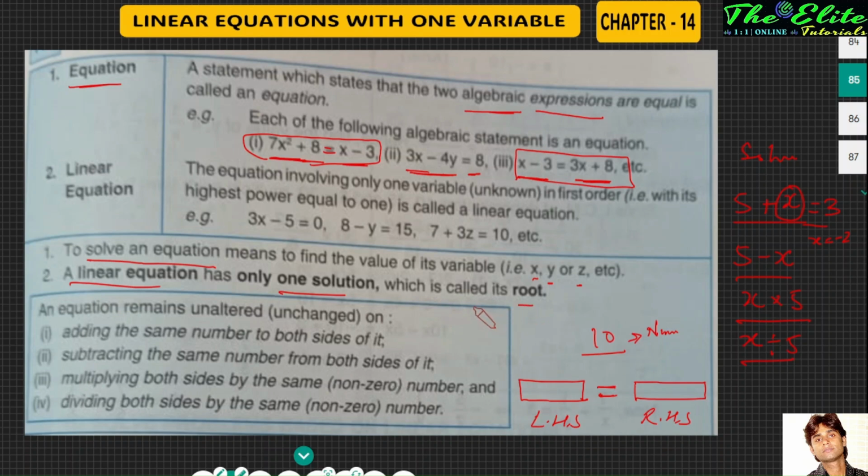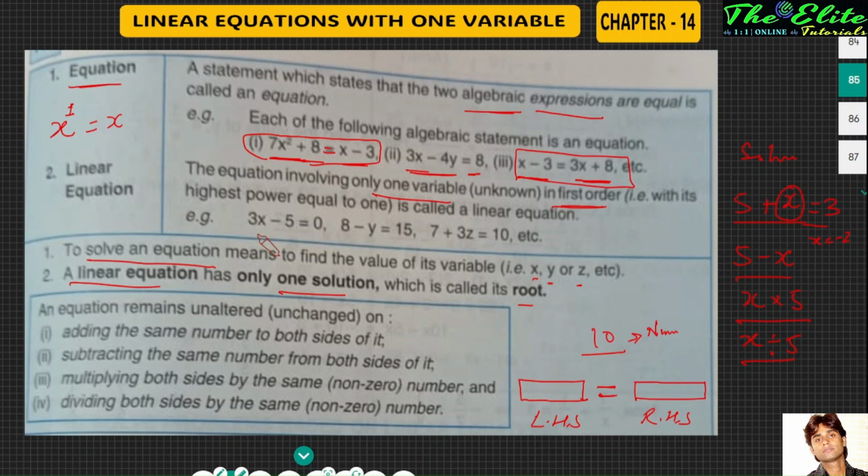What does it mean? A linear equation is what? An equation involving only one variable in first order. First order means what? Suppose there is a variable x, and there is another term that is x square or x to the power 3. The variable should be of first order. First order means the power on that variable is maximum 1. Anything x to the power 1 is written as x only, you know that.